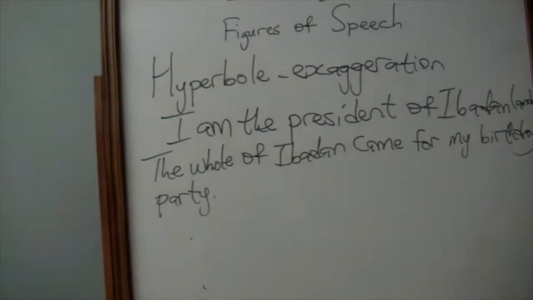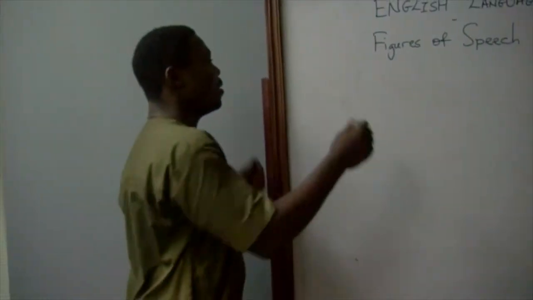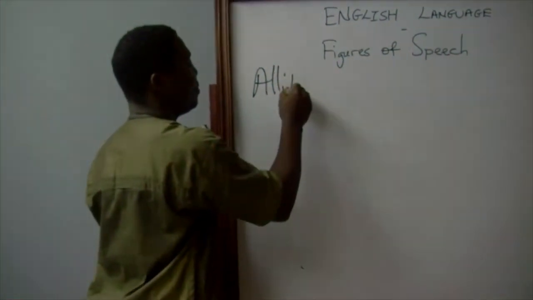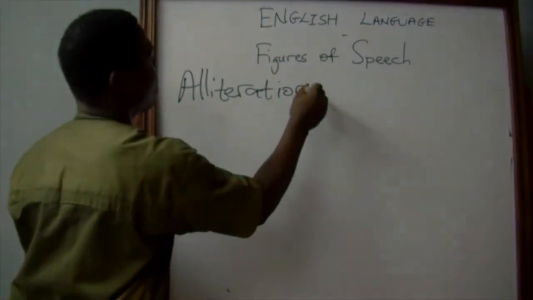So that's an exaggeration. We are considering, again, alliteration. And this is the spelling of alliteration. Alliteration simply is the duplication of a specific consonant sound. In other words, alliteration is repetition of some consonant sounds in a statement.